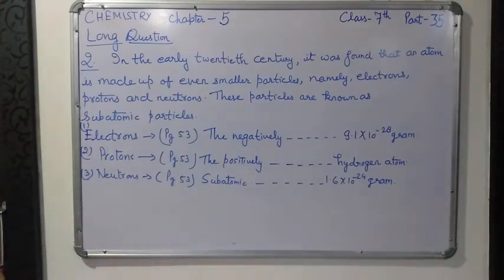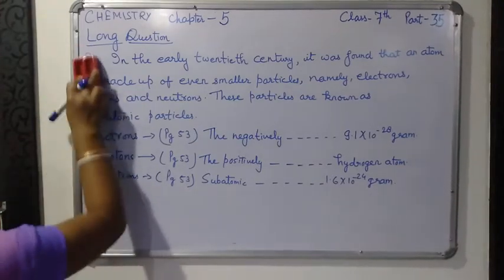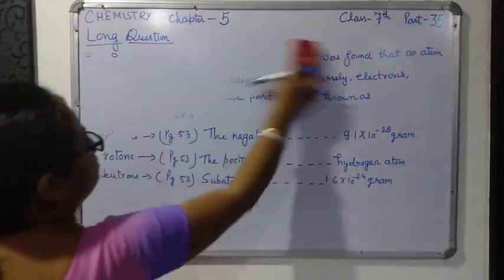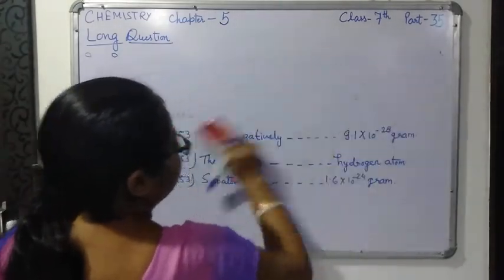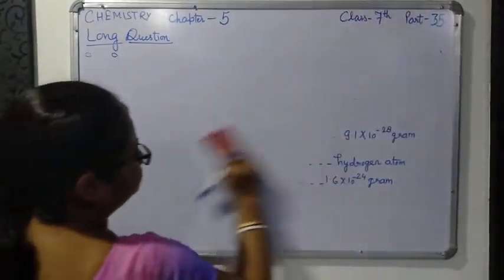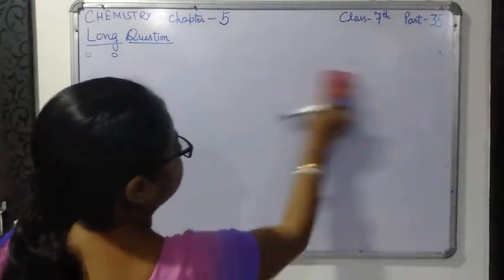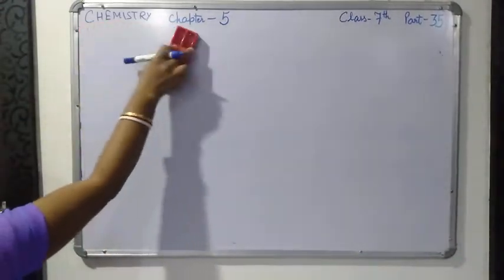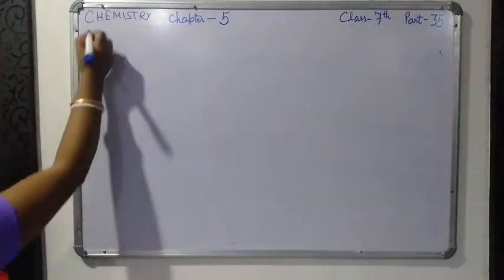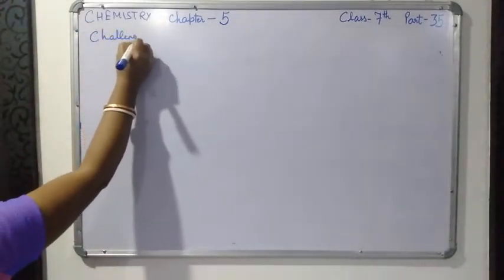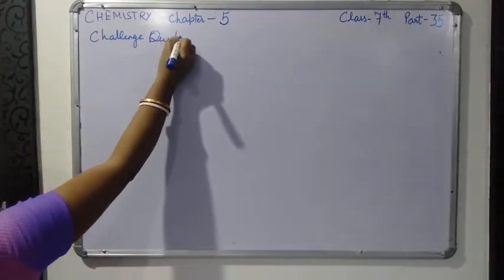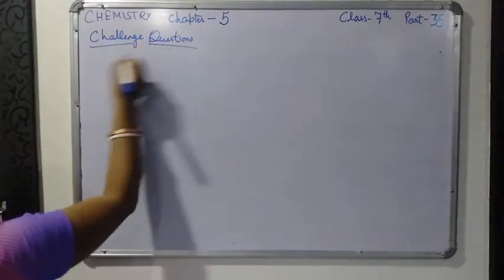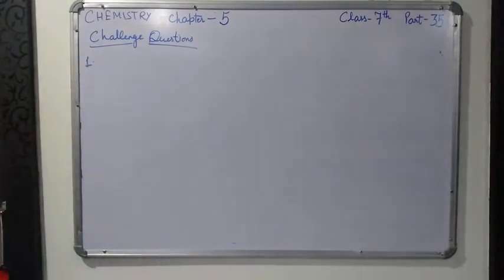Now I am going to start with challenge questions. Two questions are there. Your first question is, why do we say that nucleus is positively charged? Your answer is given in page number 53 only.